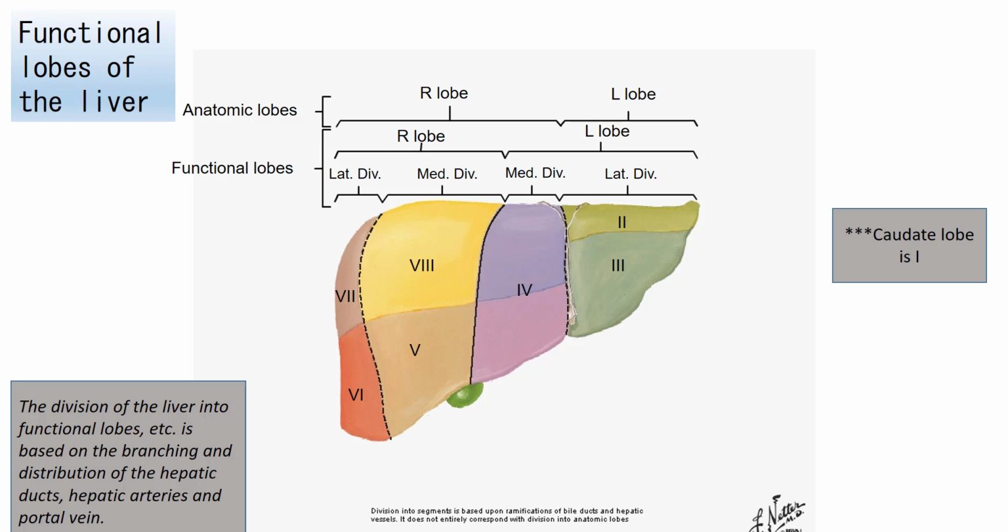In addition to the anatomical lobes of the liver, the right and left functional lobes can be recognized. Each functional lobe is then further subdivided into lateral and medial subdivisions, which in turn are divided into segments. This is important because the division of the liver into functional lobes is based on the branching and distribution of the hepatic ducts, hepatic arteries, and portal vein. Since each of the 8 hepatic segments, 1 through 8, has its own blood supply and biliary drainage, it is possible to surgically resect an individual segment which might be damaged by injury or disease.